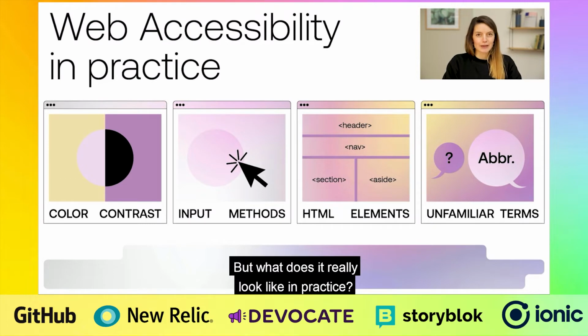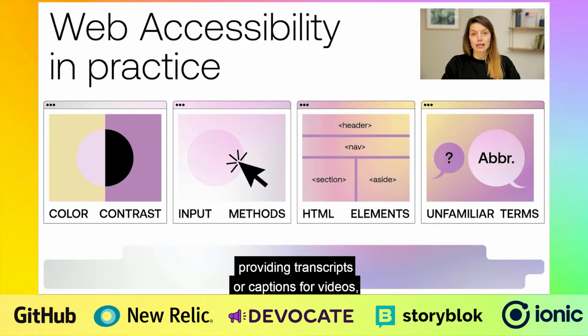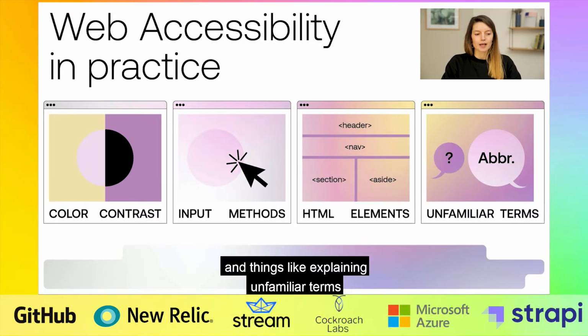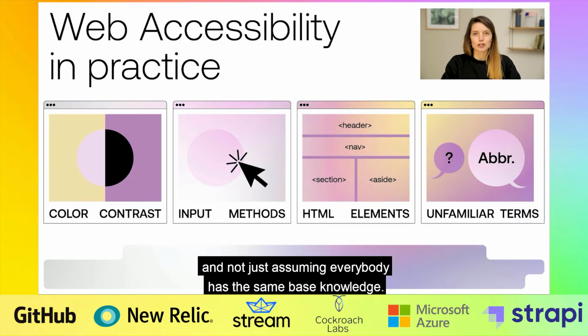But what does it really look like in practice? So it could mean, for example, providing transcripts or captions for videos, being open to different input methods like mouse, but also keyboard, speech commands, or assistive technologies. Generally, compatibility with different platforms, and things like explaining unfamiliar terms and not just assuming everybody has the same base knowledge.